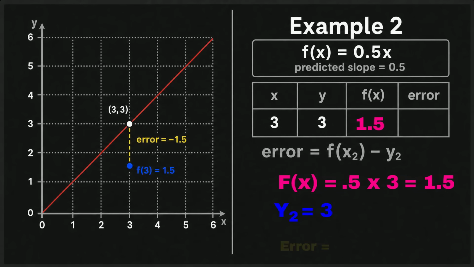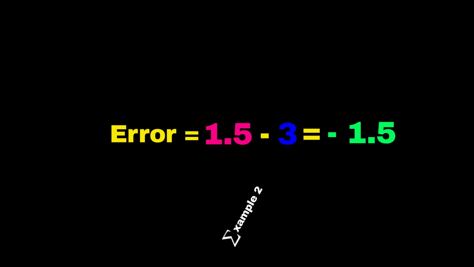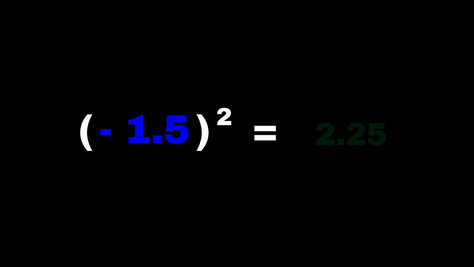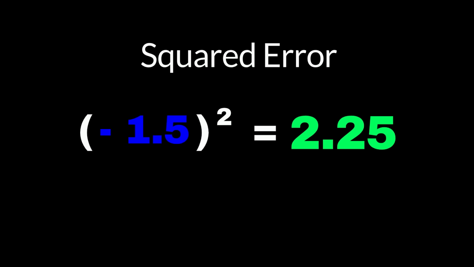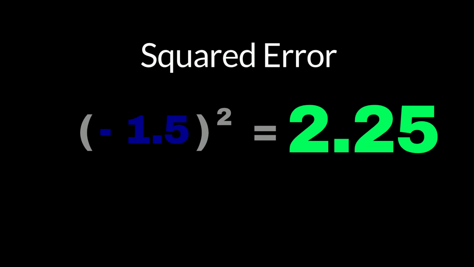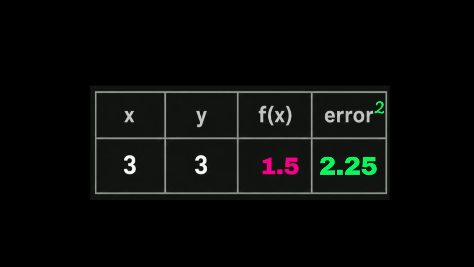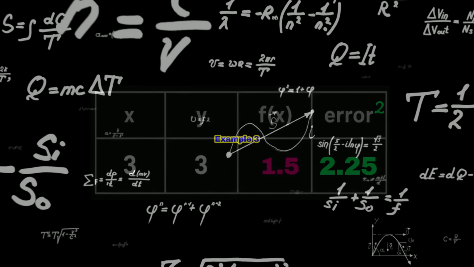In order to calculate our error, f(x2) minus y2 equals 1.5 minus 3, which gives us negative 1.5. The squared error is negative 1.5 squared, which equals 2.25. And the result for the formula f(x2) minus y2, squared, is 2.25.